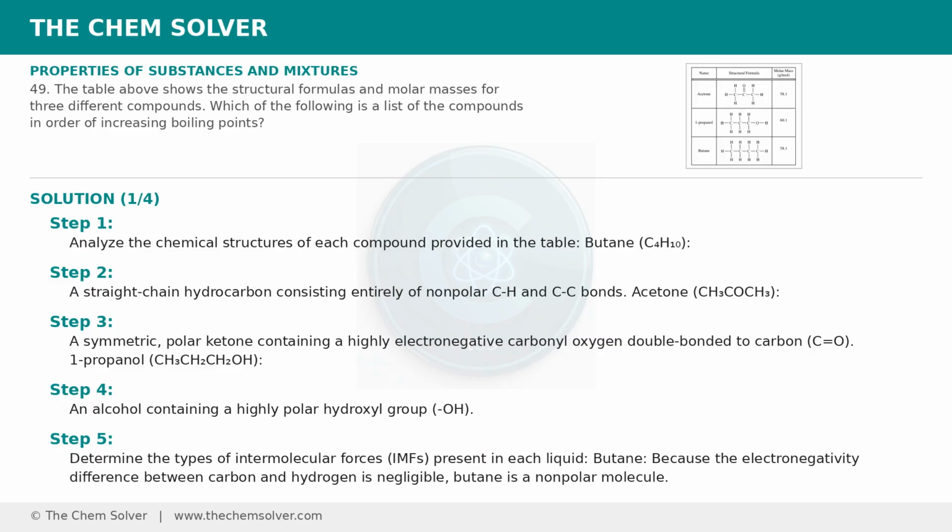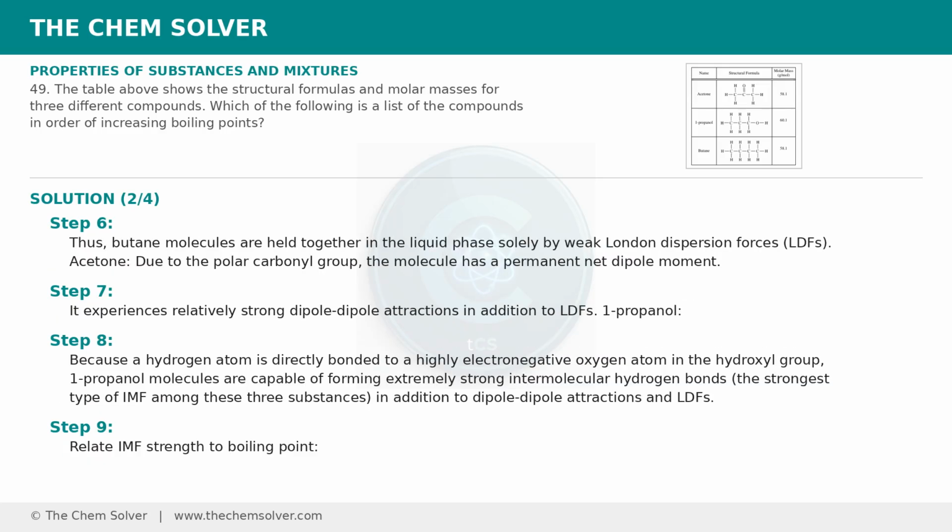Butane: because the electronegativity difference between carbon and hydrogen is negligible, butane is a nonpolar molecule. Thus, butane molecules are held together in the liquid phase solely by weak London dispersion forces, LDFs. Acetone: due to the polar carbonyl group, the molecule has a permanent net dipole moment. It experiences relatively strong dipole-dipole attractions in addition to LDFs.